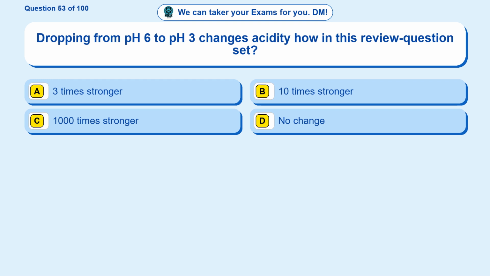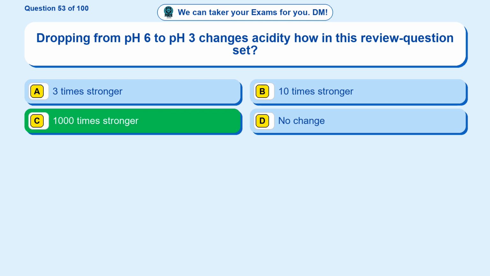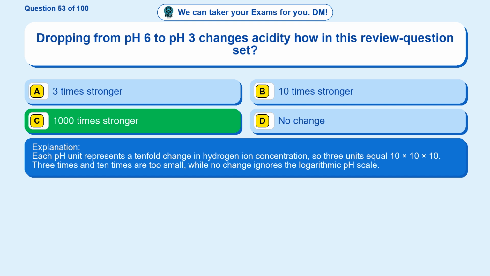Question 53. Dropping from pH 6 to pH 3 changes acidity how in this review question set? Option A 3 times stronger. Option B 10 times stronger. Option C 1000 times stronger. Option D. No change. The correct answer is option C. 1000 times stronger. Each pH unit represents a tenfold change in hydrogen ion concentration, so 3 units equal 10 times 10 times 10. 3 times and 10 times are too small, while no change ignores the logarithmic pH scale.